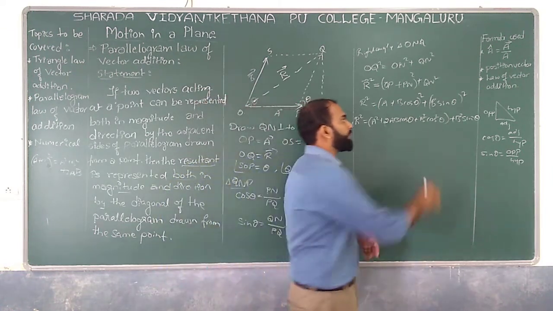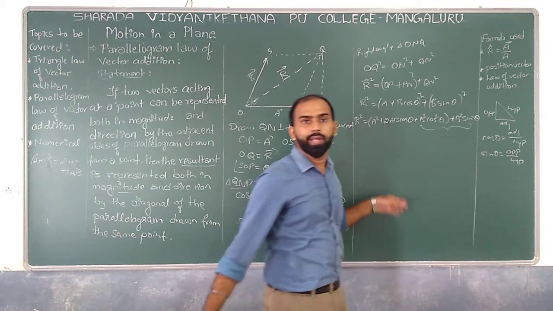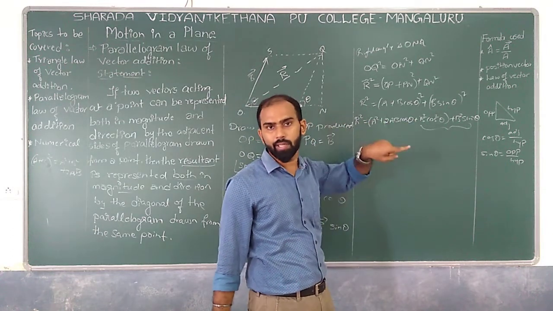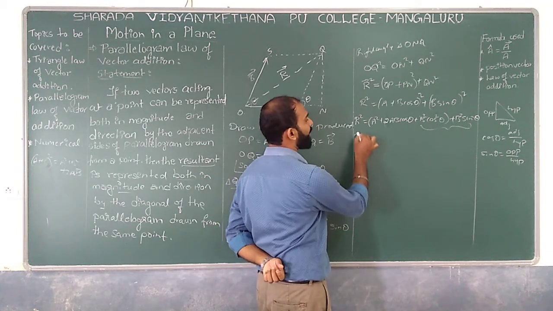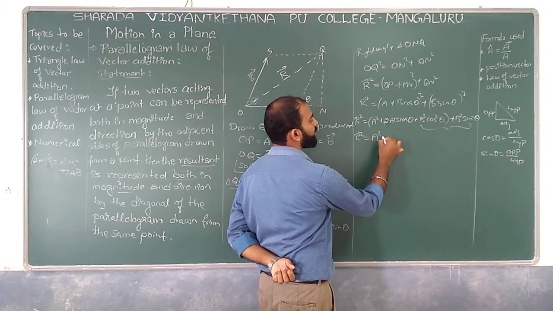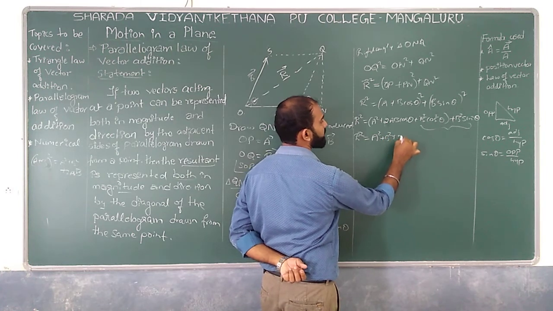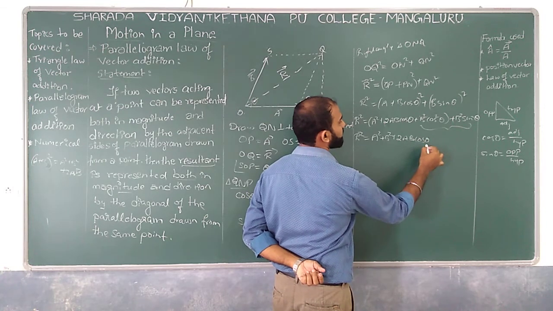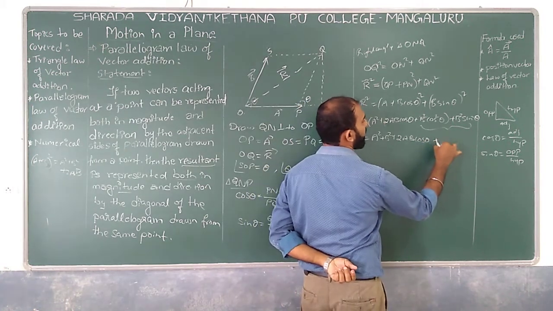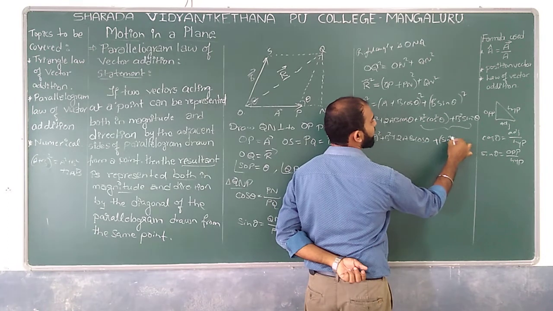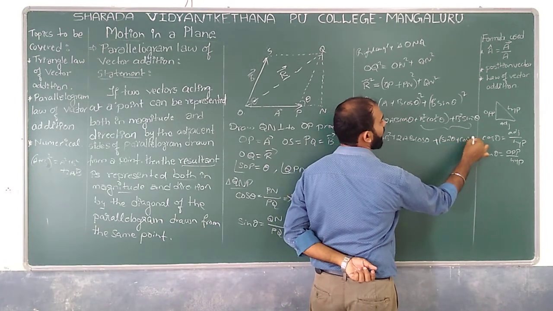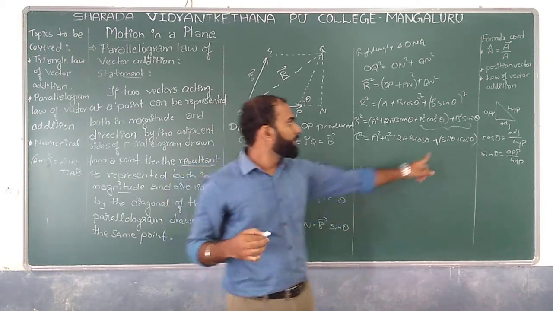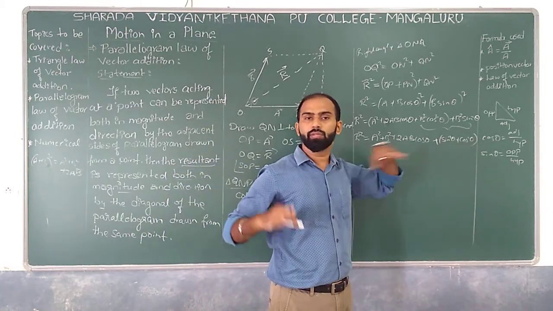Now among these two, what can I take common over here? Obviously, B square is common. What is there inside the bracket? Inside the bracket, we have R square, which is equal to A square plus 2AB cos theta plus B square times sin square theta plus cos square theta. Altogether, in trigonometric functions, sin square theta plus cos square theta is equal to 1.